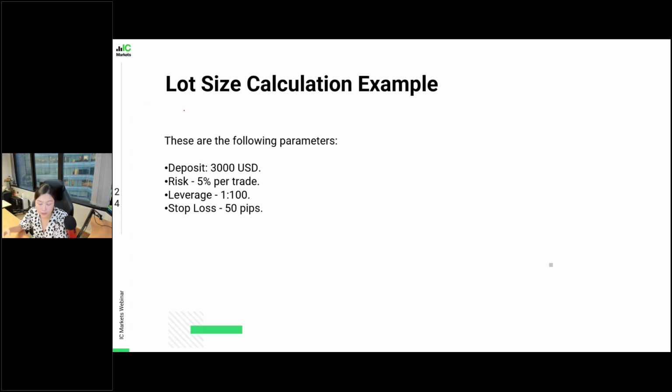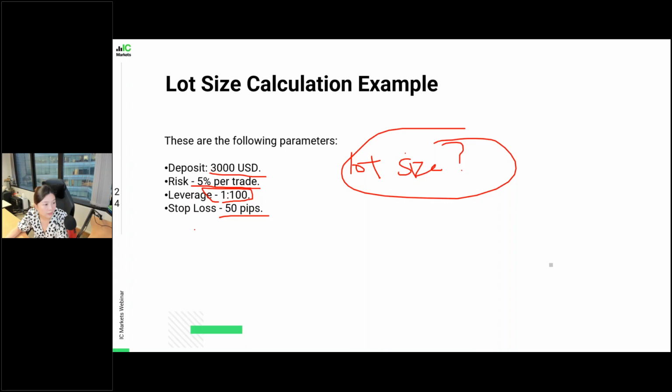Anyway, we'll have some examples. Let's just come to the example of the calculation of a lot size. Maybe this will explain better. So for the example here, the parameters: you deposit 3,000 USD into an account with a leverage of 1 to 100 and a risk of 5% per trade, stop loss of 50 pips. Does anyone of you know how to calculate your lot size here?